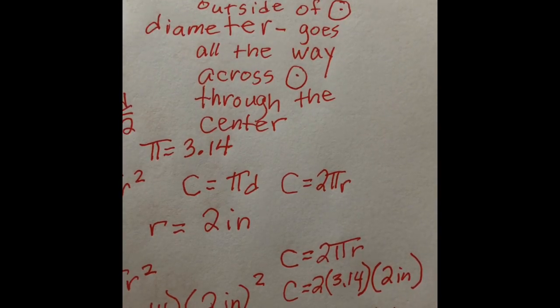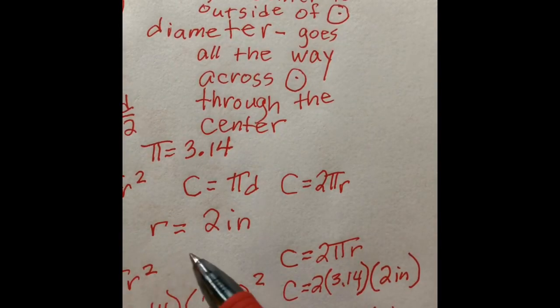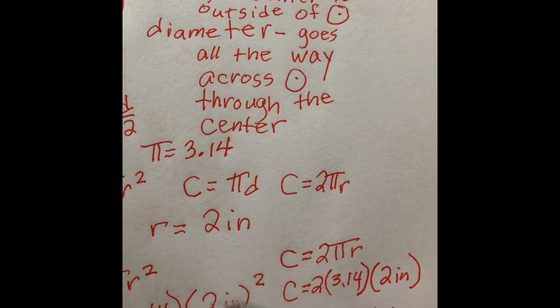Now 2 is the only one that comes out with the same answer, 12.56, for area and circumference.